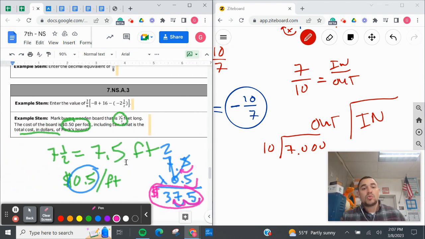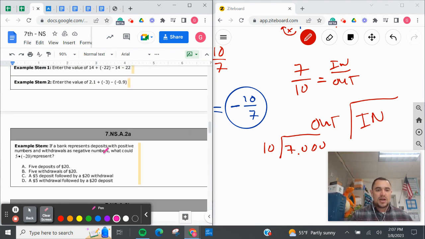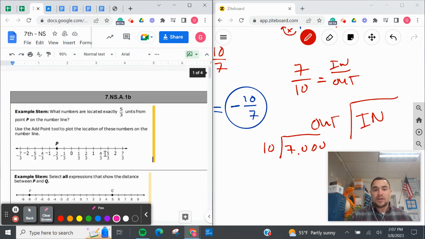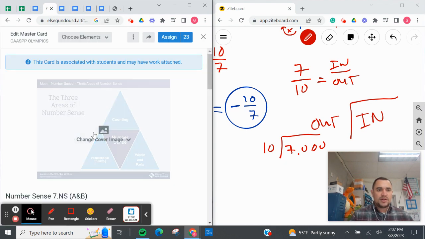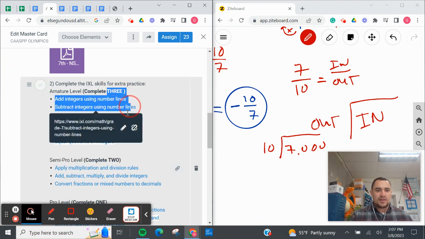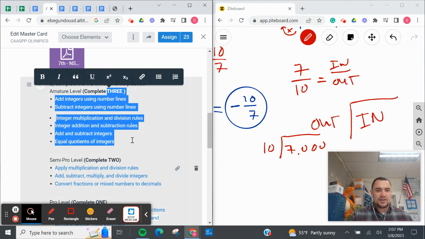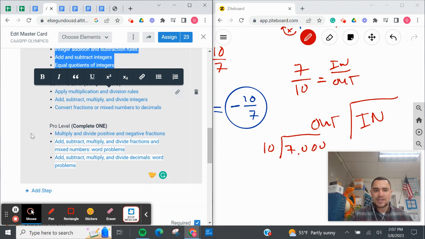All right. If you have any questions, please make sure you reach out. We're practicing for the CAASPP. Keep working on the IXL, on the altitude card. I have some IXLs. Just do 3 of these right here. Do 2 of these and just choose one, give you some practice.